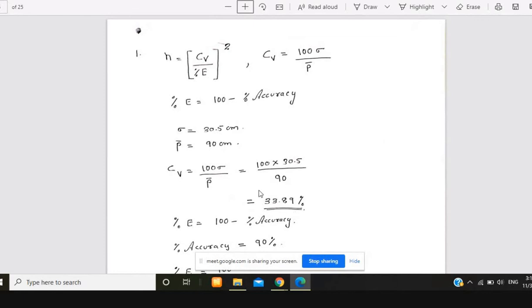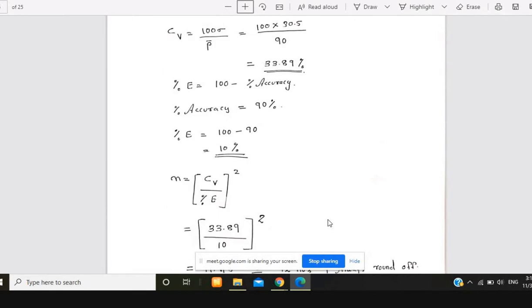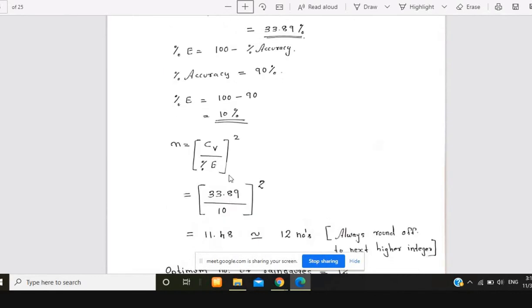So we obtain a value of CV as 33.89 percentage and we have the percentage error as 10 percentage. So substituting in the equation directly, we will obtain the value as 11.48. So it is not a whole number. Here you are asked to find out what is the number of rain gauges you require. So when you are obtaining such a decimal number or a fraction number, what you have to do is you have to round it off to the next higher integer value.